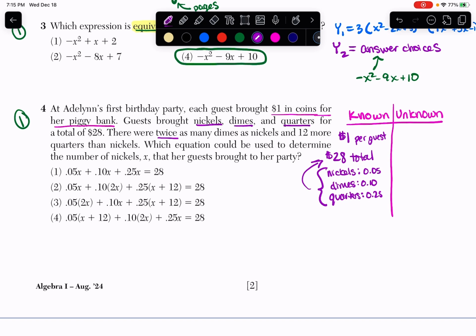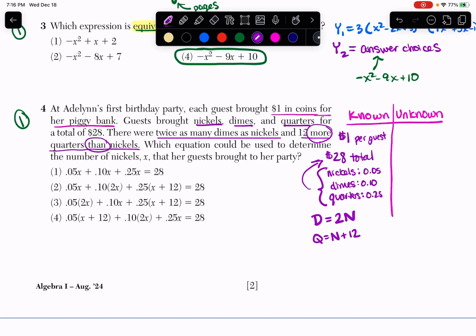There were twice as many dimes as nickels. Okay, so now I have a relationship. So dimes is double nickels. I have twice as many dimes as nickels. And there were 12 more quarters than nickels. So more than sounds like addition. So quarters equals nickels plus 12.